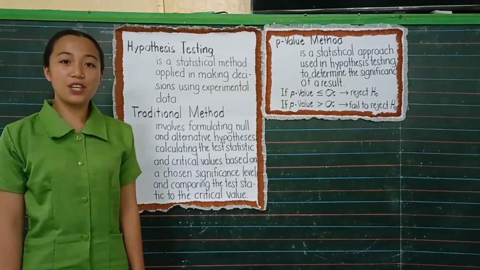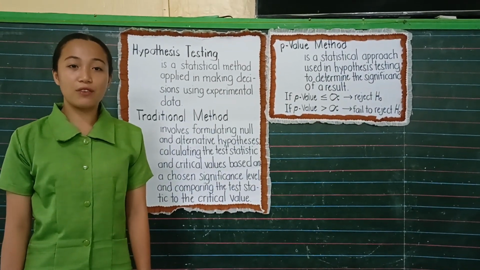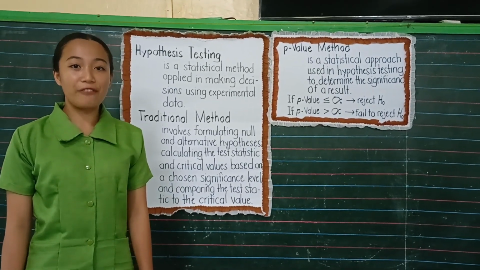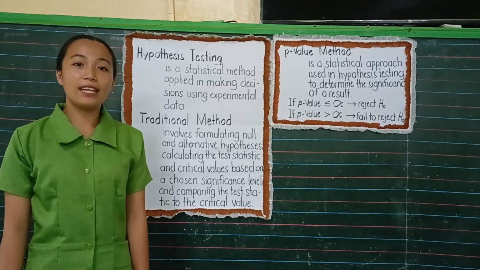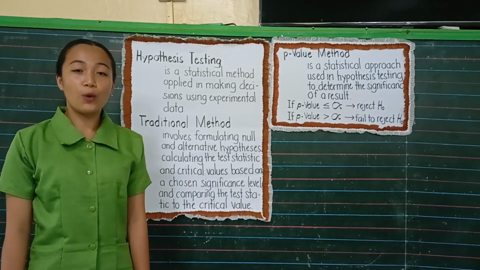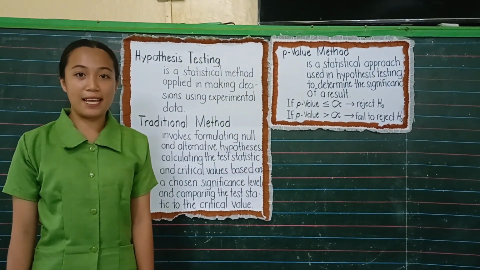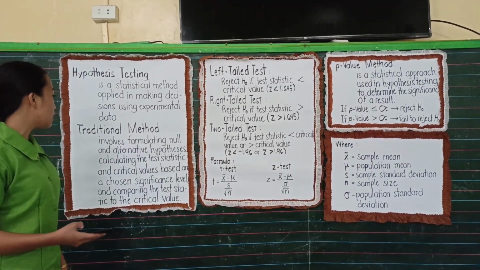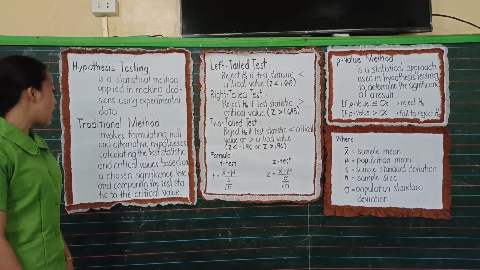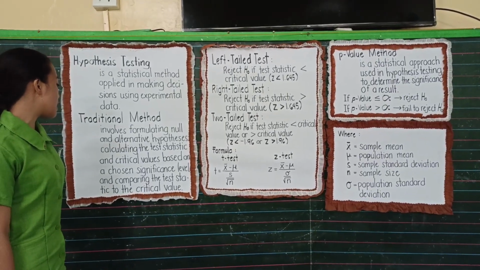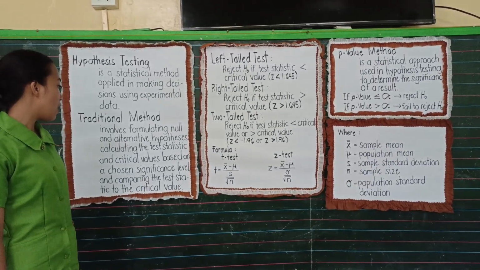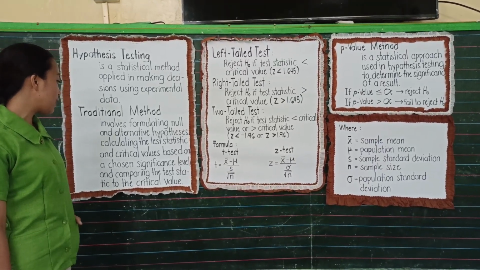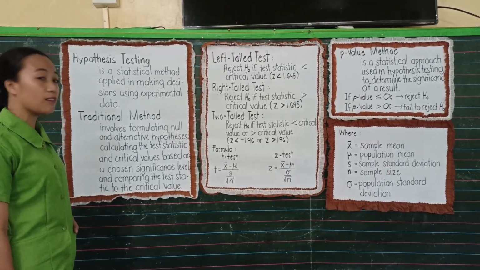We always start with two statements. First is the null hypothesis, which is no effect and no difference, and the alternative hypothesis, with effect and differences. The traditional method involves formulating the null and alternative hypotheses, calculating the test statistic and critical values based on a chosen significance level, and comparing the test statistic to the critical value.